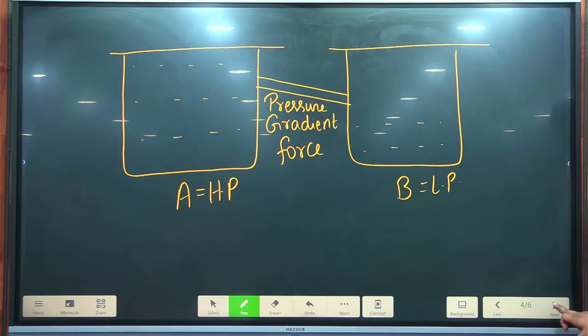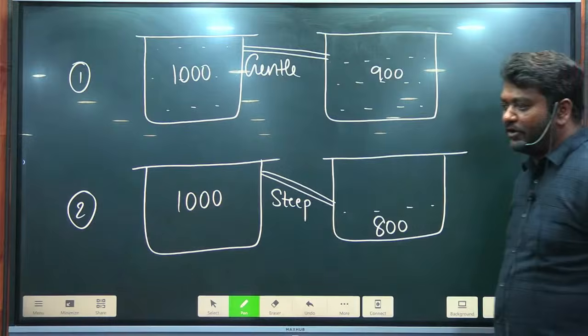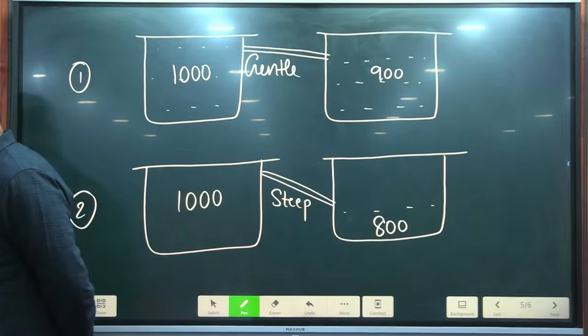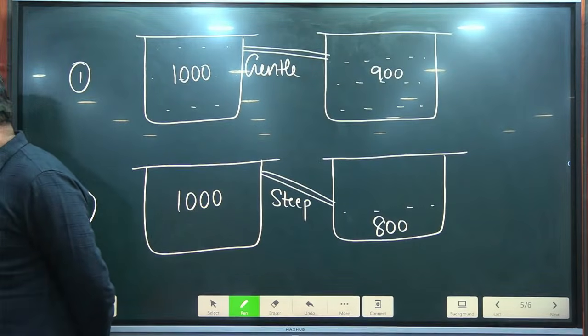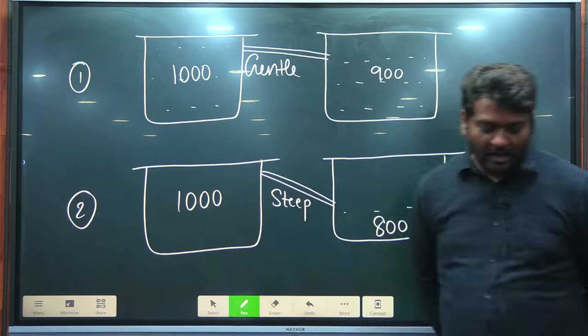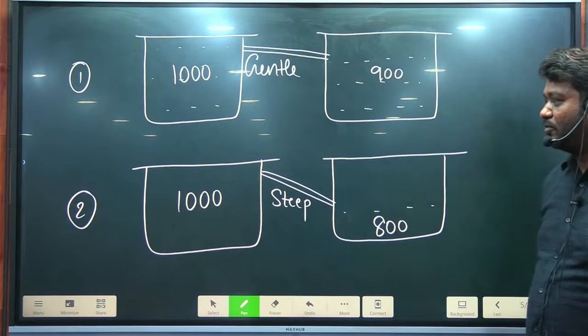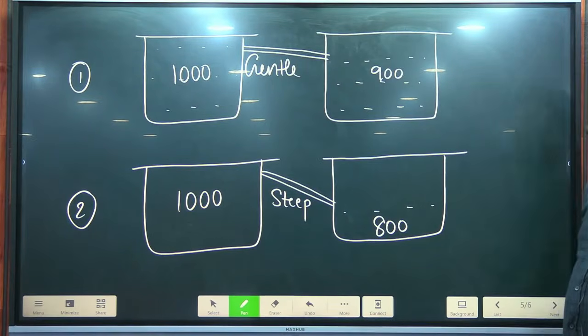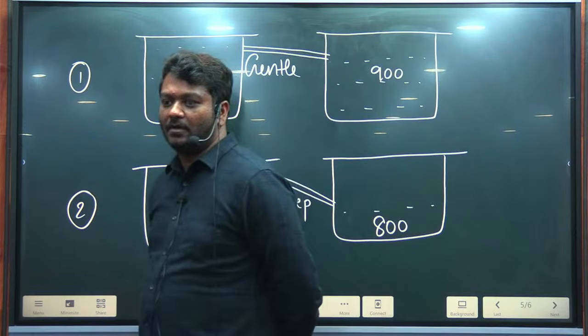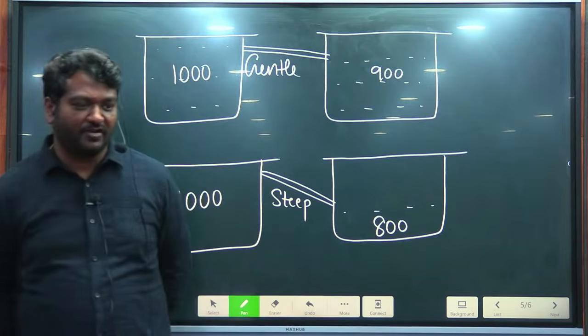Next point, the speed of air movement depends upon the slope and pressure difference. The slope and pressure difference.